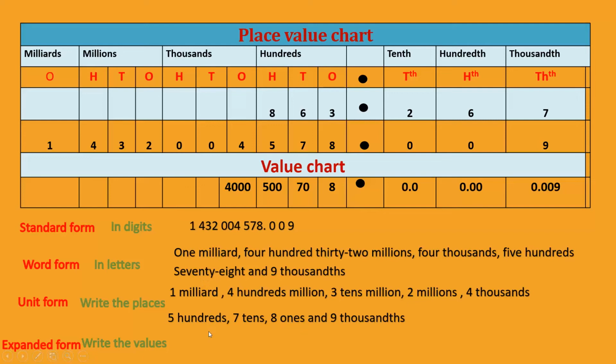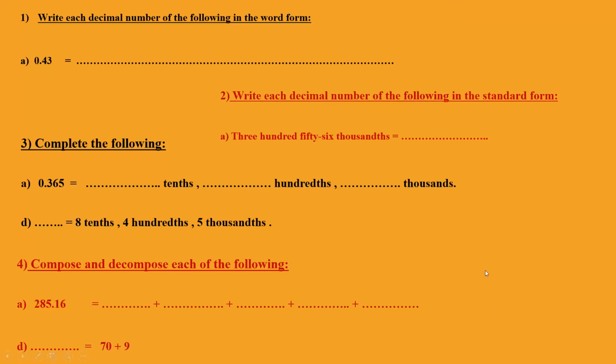Okay, expanded form means we write the values. So we will write it like the expanded form. Here 1 billion, we will write it as 1 and 9 zeros, 400 million, 30 million, 2 million, 4,570 and 8 and 0.009.